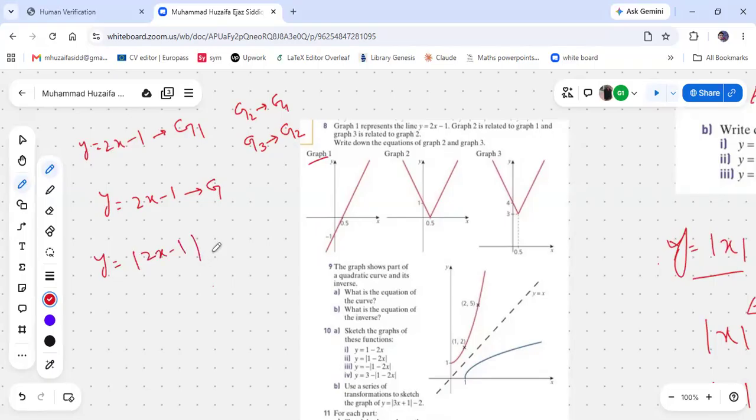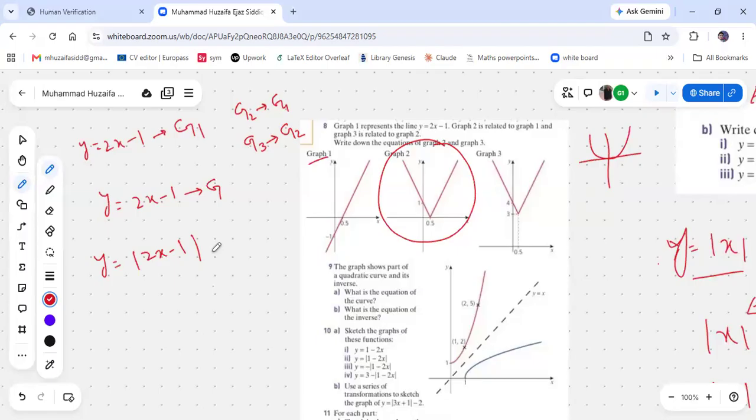Why? Because this is an absolute value function, and in general the absolute value function is in a V format. So our absolute value graphical representation is V format, but in our quadratic equations our graph will be in a U format. There is a little bit of difference in the graph. And then for graph 3, it will be y equals mod of 2x minus 4.